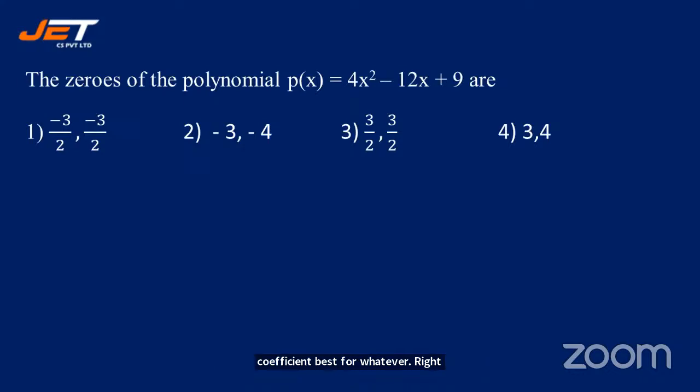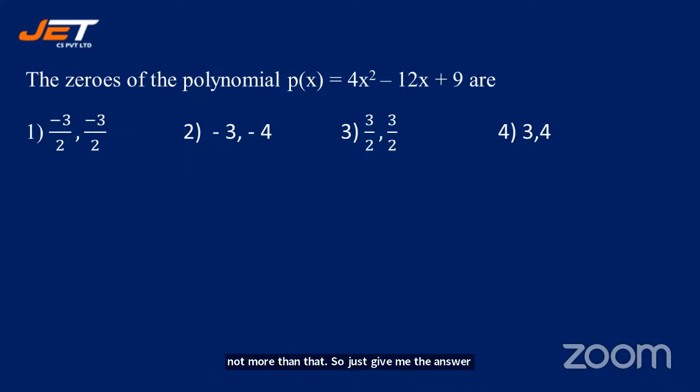The zeros of the polynomial p of x is equal to 4x square minus 12x plus 9 is dash. So quickly give me your answer. I think this is very simple. You can definitely work it out. I'm giving you 35 seconds, not more than that. So just give me the answer.